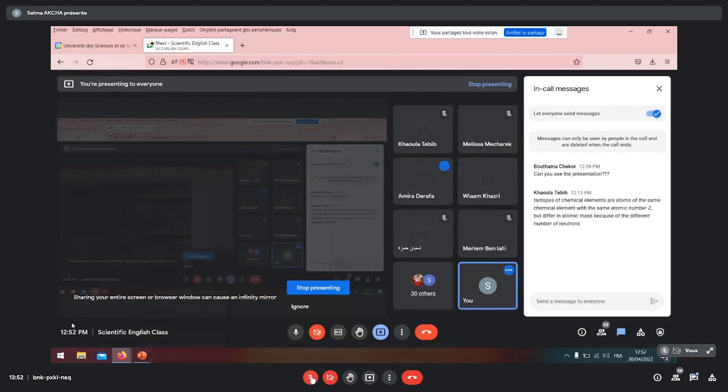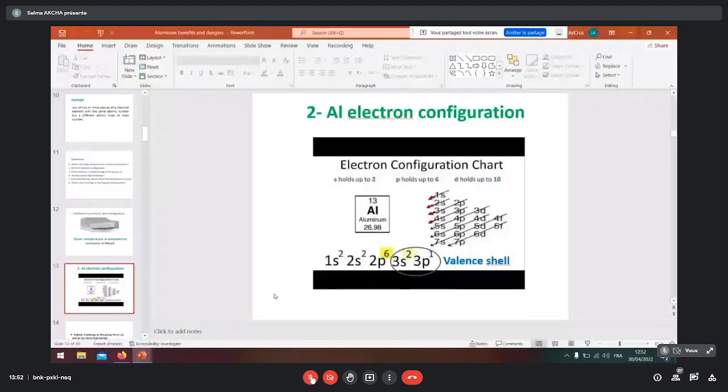But how do you recognize the valence shell? Comment reconnaître la couche de valence? Is the valence shell 1s2, 2s2, 2p6, 3s2, 3p1? Is this the valence shell? No, just the last with the big number. Yes, with the highest principal quantum number.